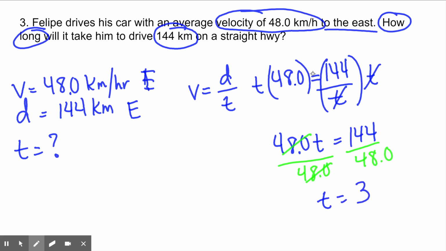Again, I've lost my units in the calculations. What did we use to measure time over here? Velocity was in kilometers per hour, so hour must be our units. It would take 3 hours for him to drive 144 kilometers if he's going a velocity of 48 kilometers per hour.